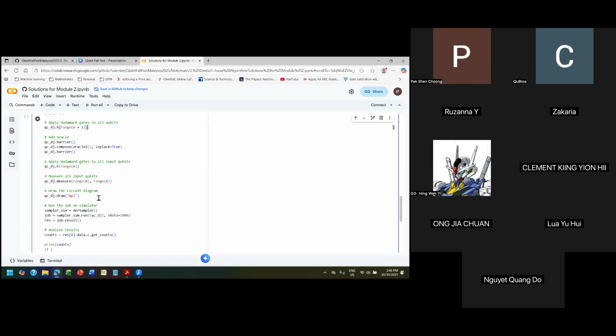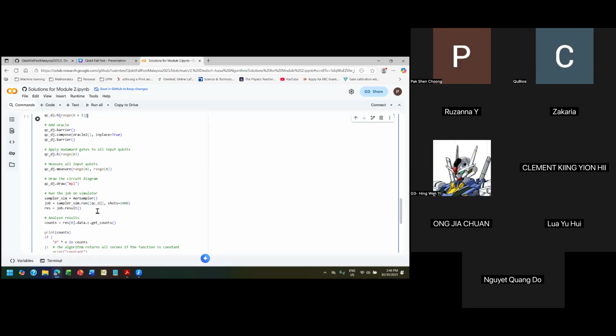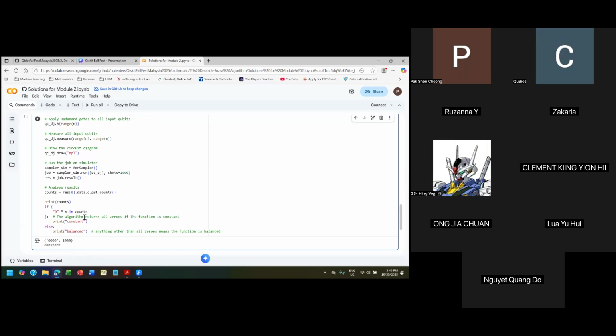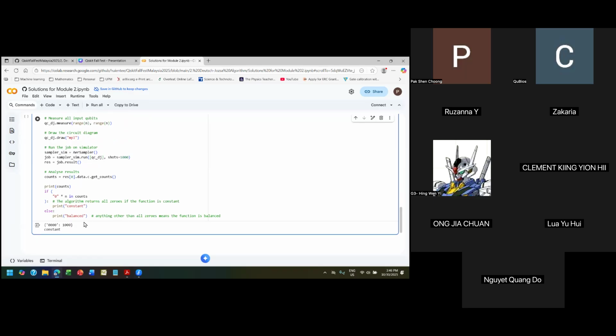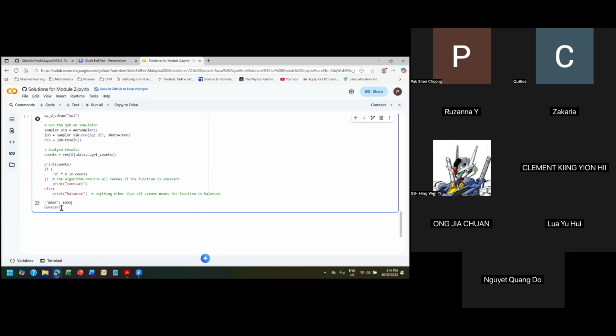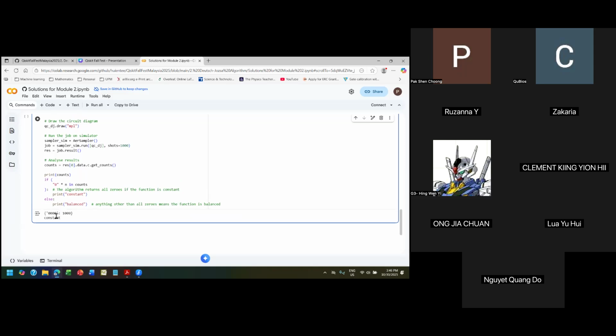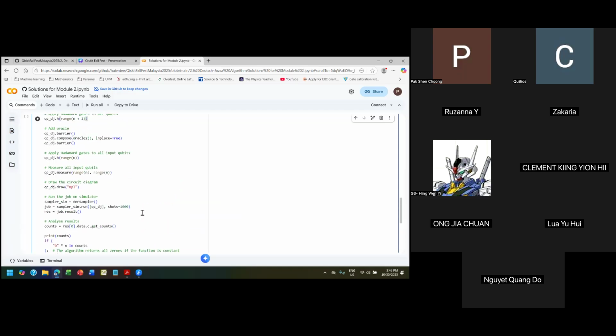Then this is just visualization. You run the job on the simulator and analyze the result. If at last you see everything in the array is 0, then it's a constant function, or else it's going to be a balanced function. In this case, it's a constant function because you get 0, 0, 0, 0 for 1000 times.